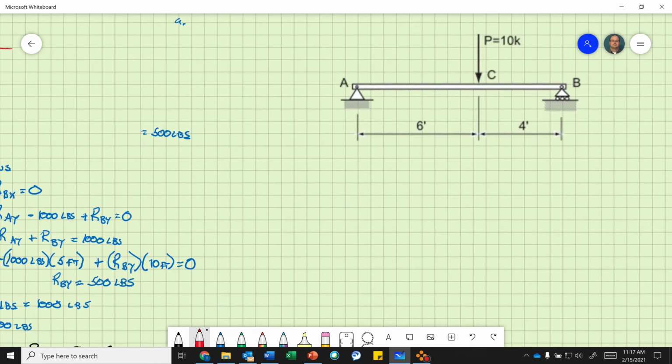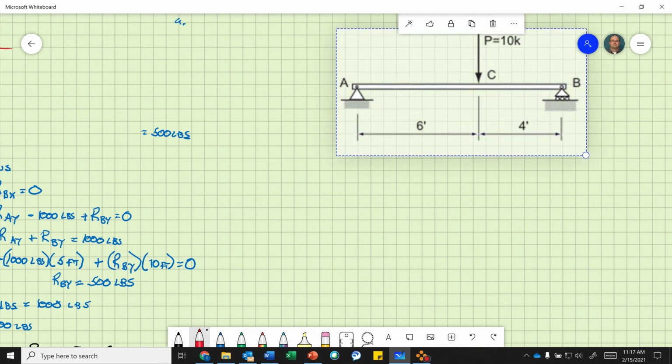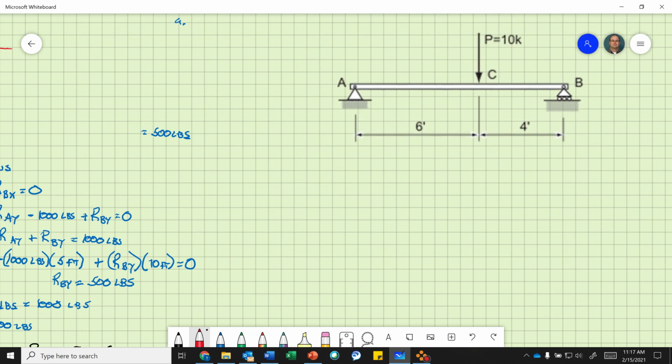Check equilibrium. Okay, so we're going to write this. Can't rest my hand on there. So this is 4 kips. And then reaction at point B in the y direction equals 6 kips. Okay, so I'm going to slide this over.